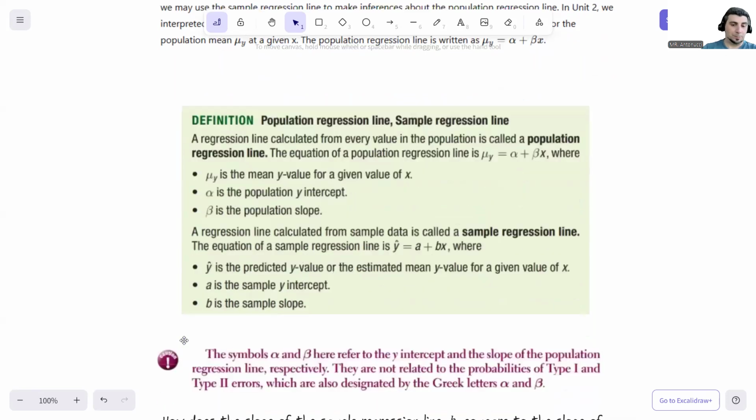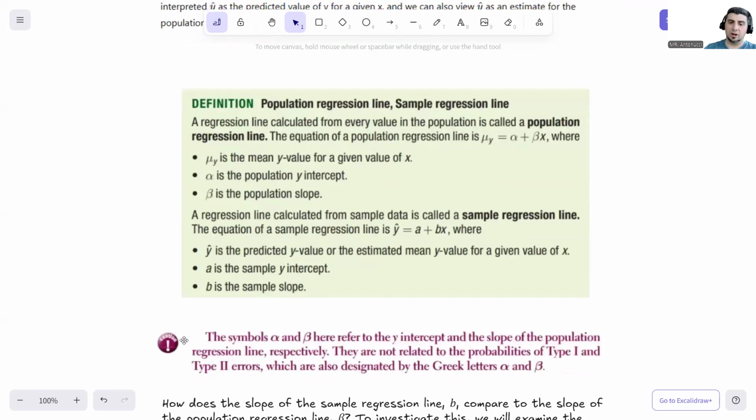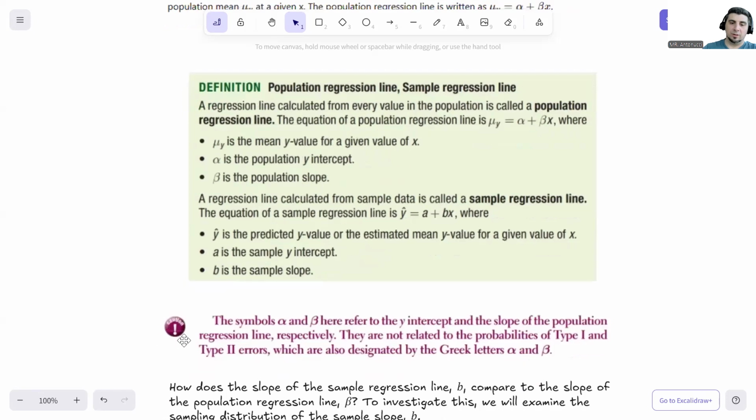Now we have to be careful here because the symbols alpha and beta refer to the y-intercept and slope of the population regression line respectively. They are not the probabilities of type 1 and type 2 errors, which also are designated by the Greek letters alpha and beta. So you just have to pay attention to the context of how those variables are being used.